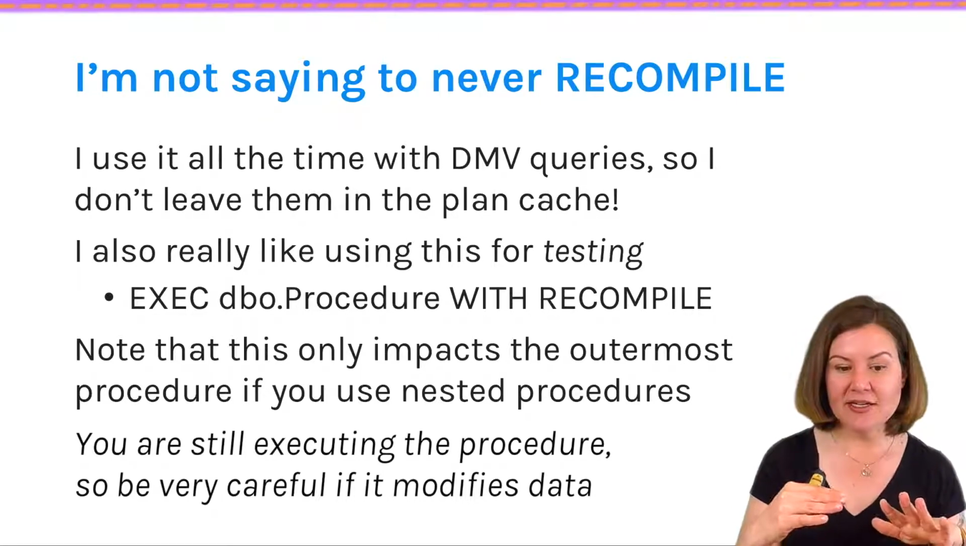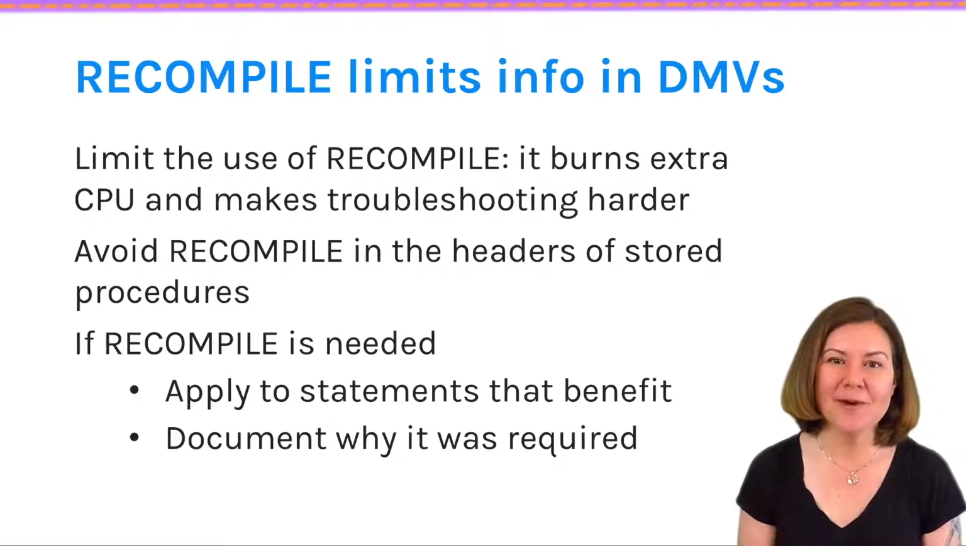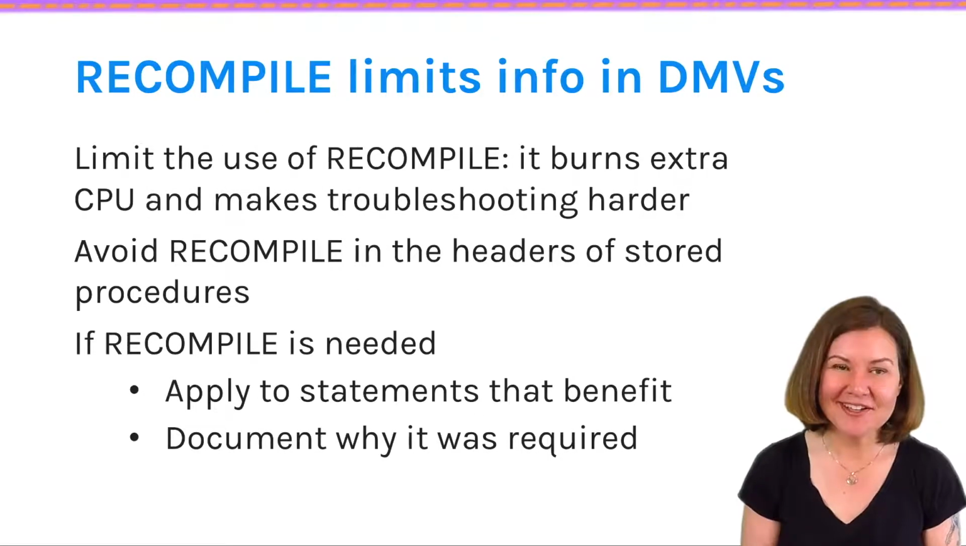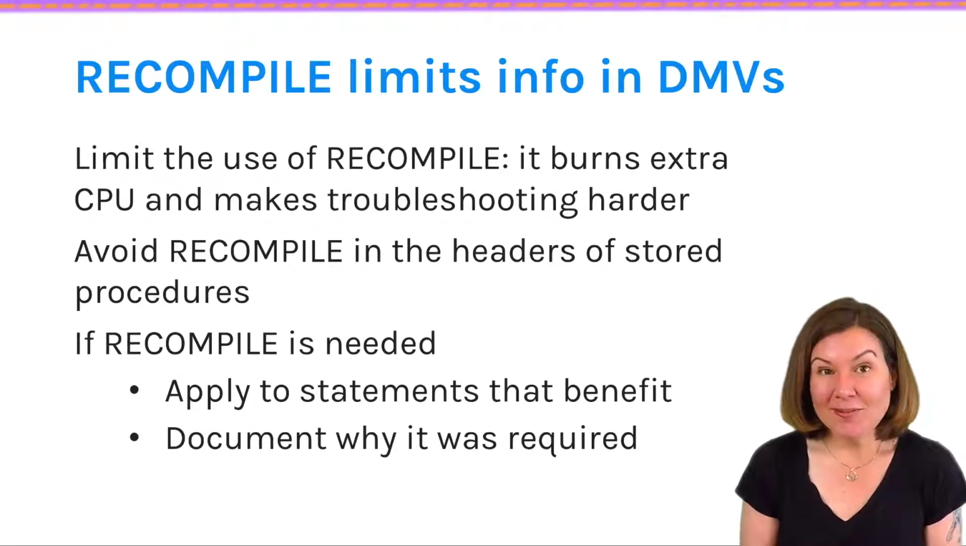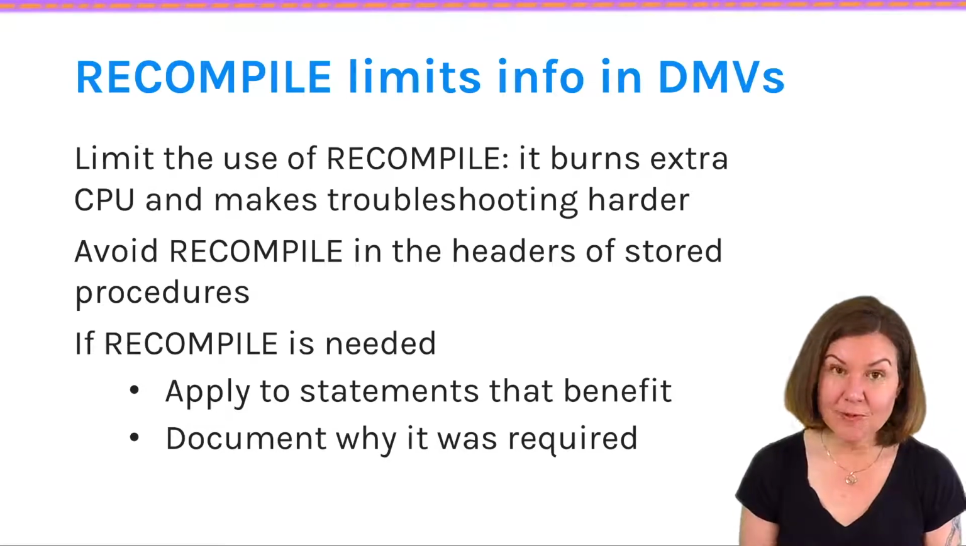Okay, how does it optimize for different values? A little bit of a gotcha there. The biggest issue I actually have with recompile hints, and the biggest problem, I think, is that they limit that information in the dynamic management views.